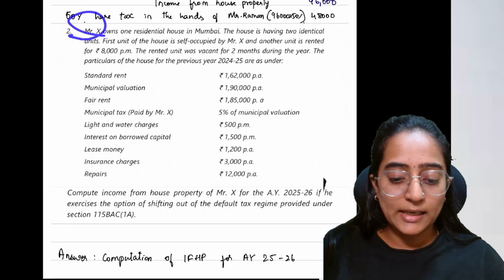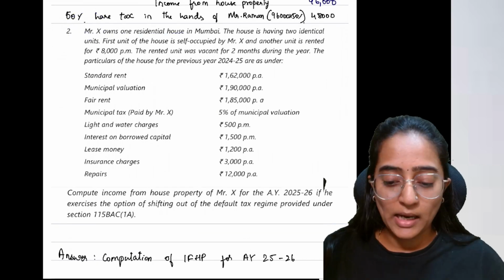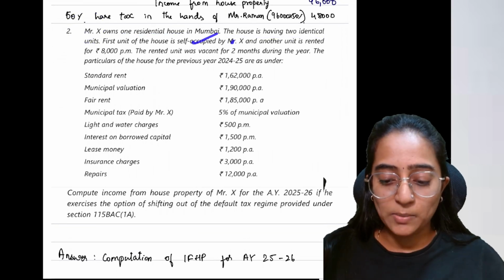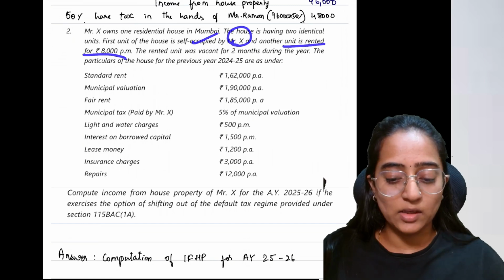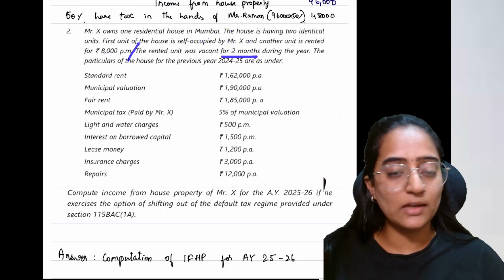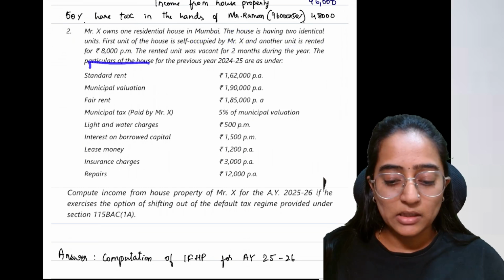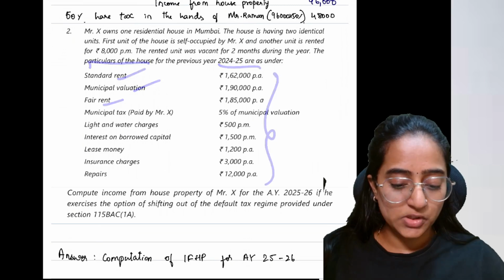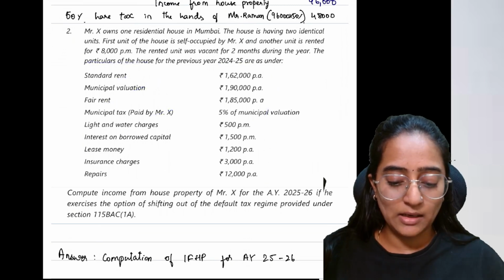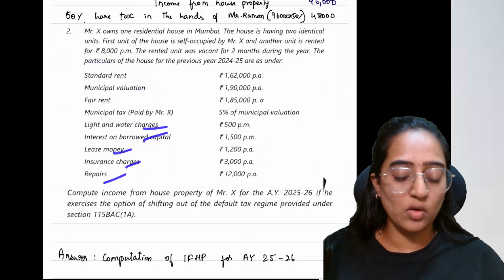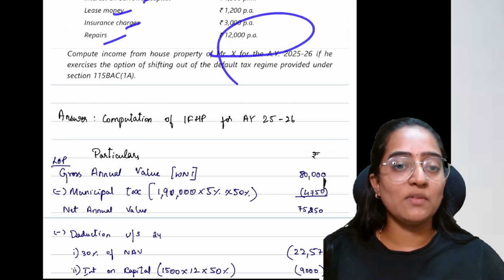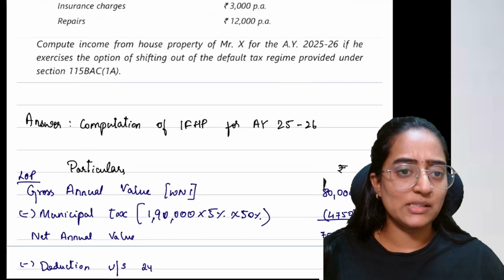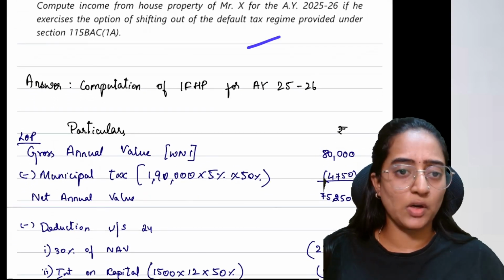Okay. Mr. X owns one residential house in Mumbai and the house has two identical units. The first unit is self-occupied by Mr. X and the other unit is rented. The rented unit was vacant for 2 months during the year. The particulars of the year are provided. Standard rent, municipal rent, fair rent information is given. Municipal tax is given very well. Light, water charges, interest on borrowed capital, all this information is given. They have asked you to find the income from house property for AY 25-26 if he exercises the option to shift out of the default tax regime.